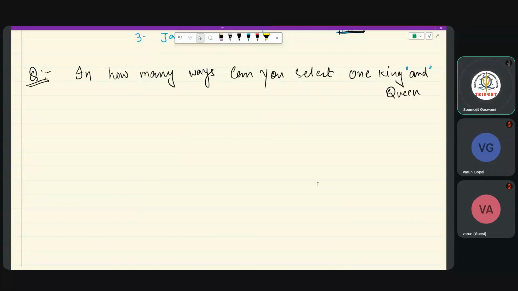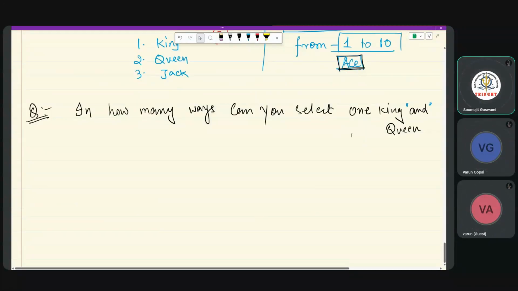So somebody who is a little novice at combinations will say, "Sir, we have to select one king and queen, right? There could be four kings and four queens. So why not select 52C4?" This is a novice saying. This is the same idea, that this equals 52C4. But this is not that.